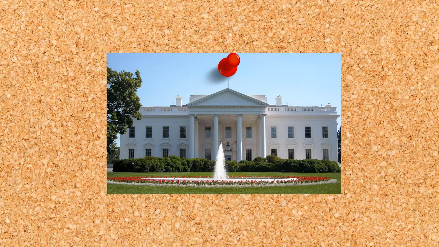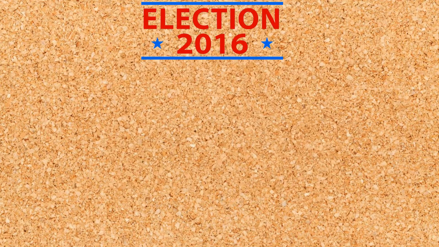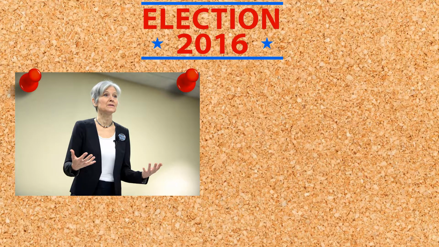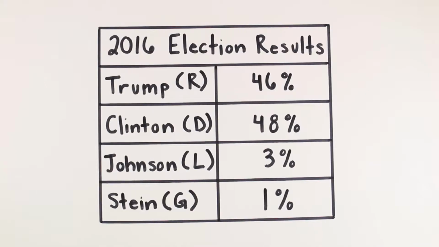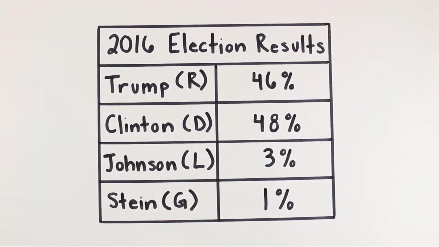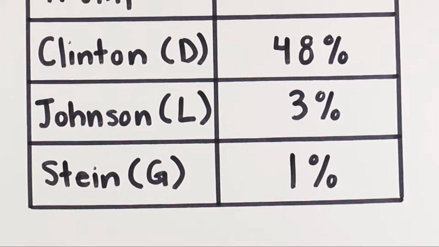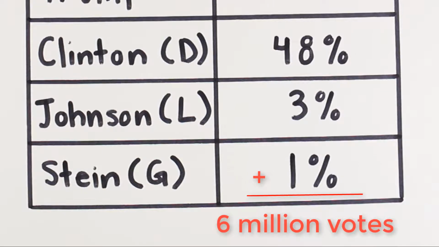Third parties continue to influence the government and social beliefs in our country. For example, in the 2016 election, both the Green Party and Libertarian Party candidates received quite a bit of media attention leading up to the election. Gary Johnson of the Libertarian Party wound up with 3% of the popular vote, while Jill Stein of the Green Party received only 1% of the popular vote. While these percentages are only a small fraction of the number of votes needed to win a presidential election, they do represent the opinions of millions of Americans.